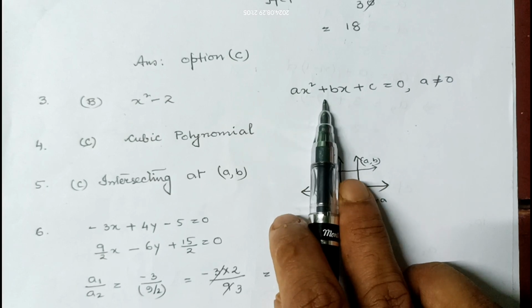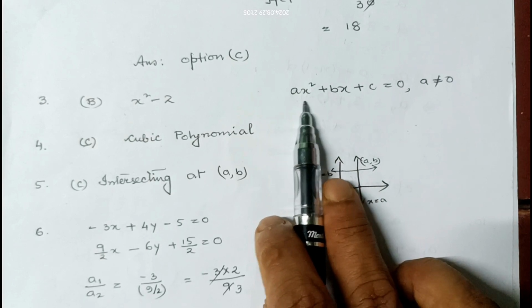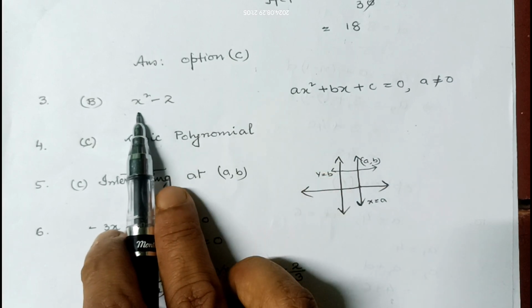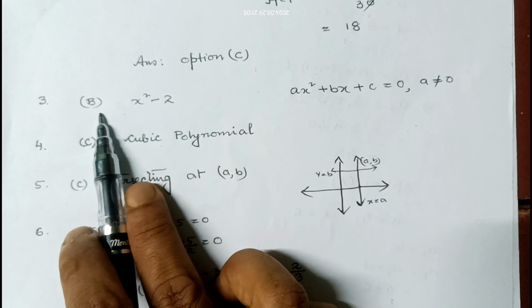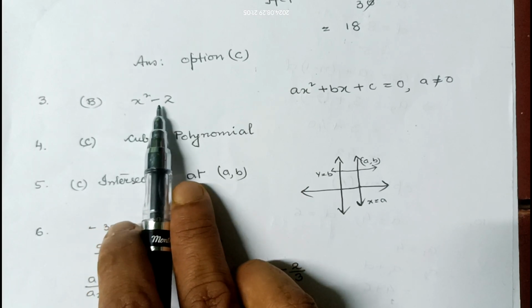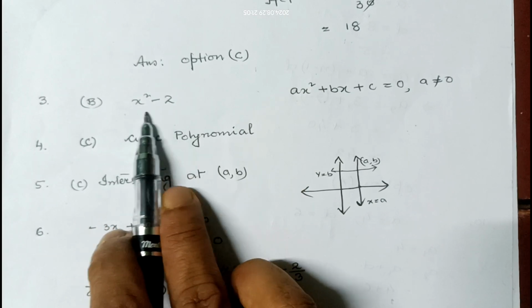Now whenever it is quadratic, the degree of the polynomial should be 2. So out of the options, the second option, that is option B, is x square minus 2. That means this is the correct answer.